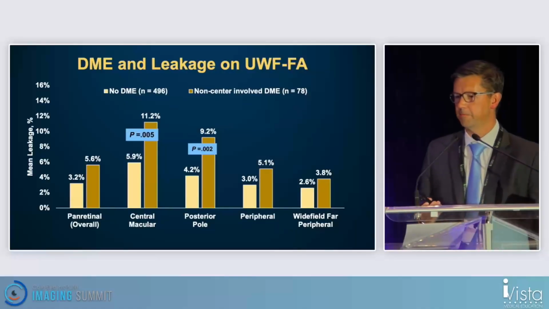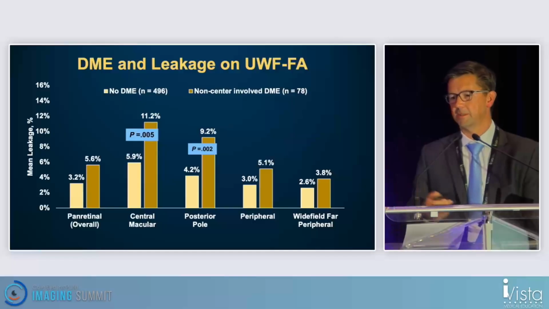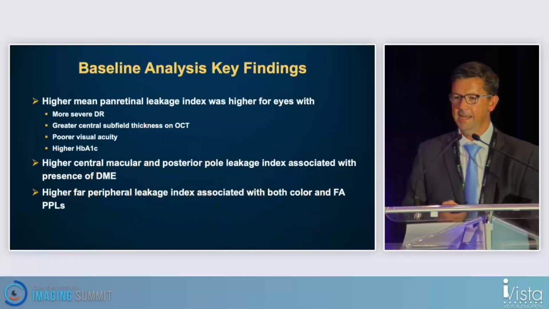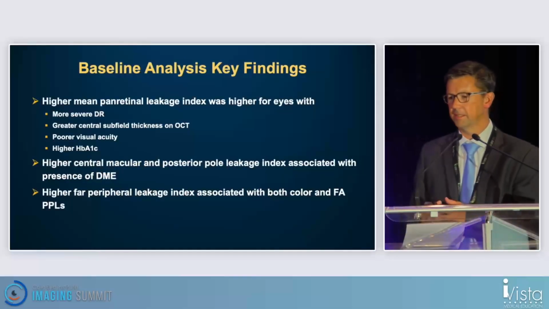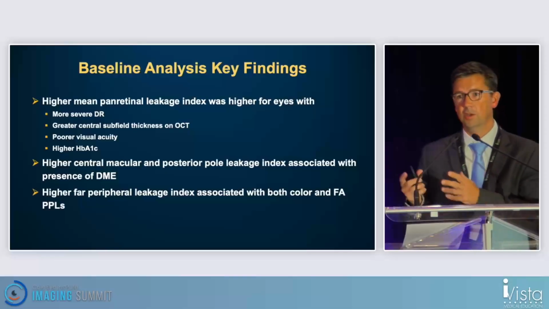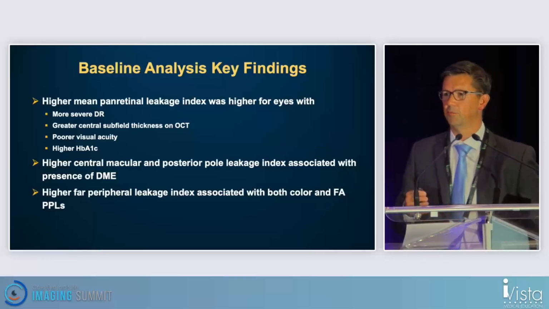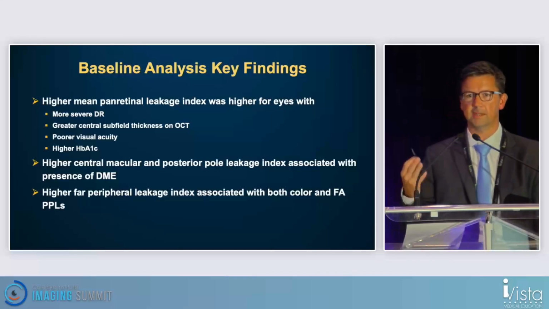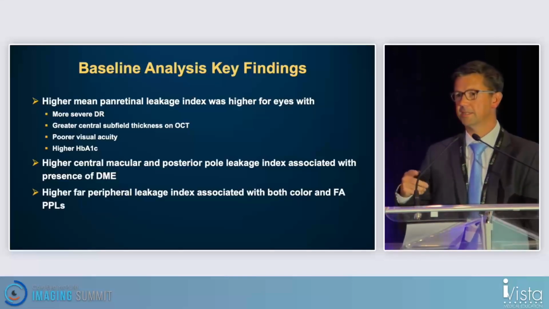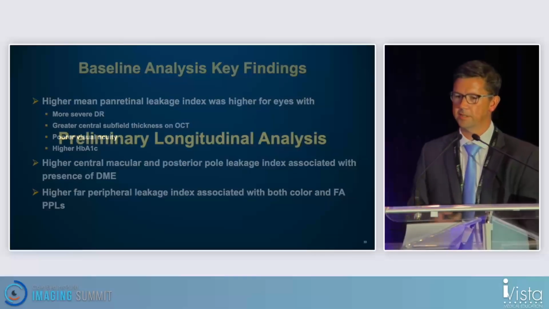Diabetic macular edema presence was very clearly different in those eyes that had a higher amount of posterior pole as well as macular leakage. And so at baseline, there were some things that clearly popped out. Interestingly, things that are really critical, things like poor visual acuity, was linked to higher leakage. And one of the things when we look at endpoints that the FDA might be willing to look at is, does it matter to the patient? And so seeing some of these functional links was really important as well.